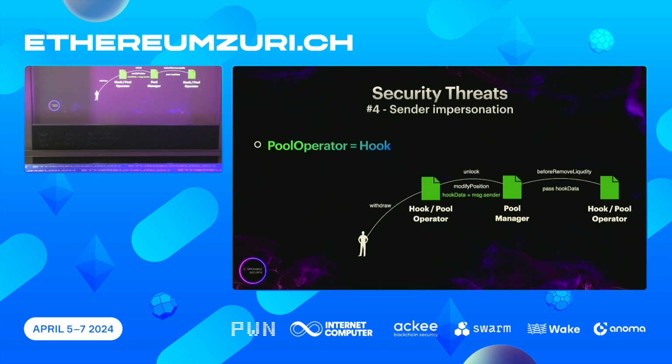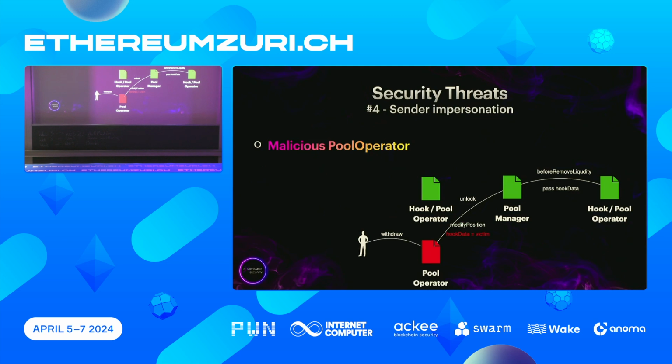But what if we are using a different pool operator, and we can control this pool operator, so it's our code, so we can make it set the hook data as the victim, right? So the pool manager will pass it to the hook, and if the hook doesn't verify whether this data comes from a trusted source, it will simply make all those operations on behalf of the victim. So you can make operations on behalf of anyone who uses this hook.